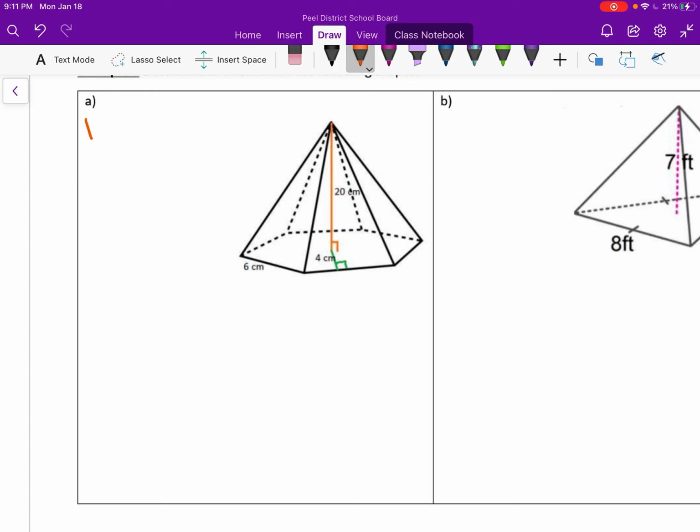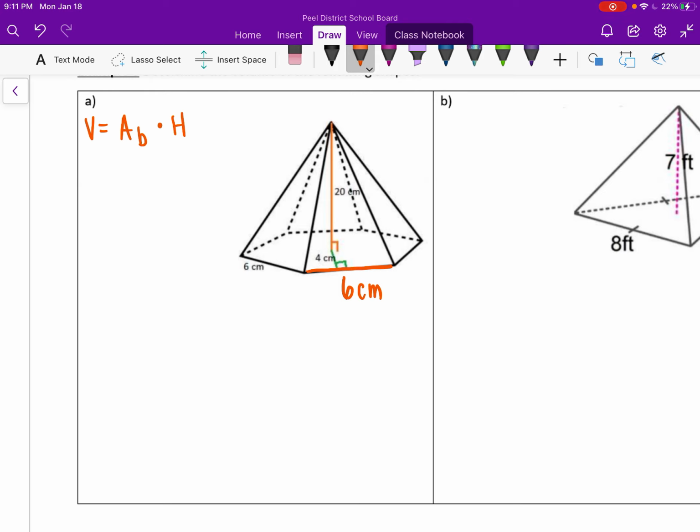So let's try to do that one. I know that the volume of this, because it's a pyramid, is going to be the area of the base multiplied by the height, divided by 3. Right? So let's just go in and look at what we have. We know that this bottom here is all going to equal the same, so we know this bottom is 6 centimeters.